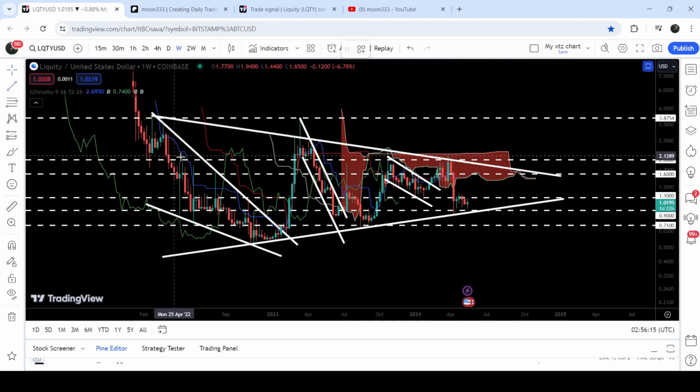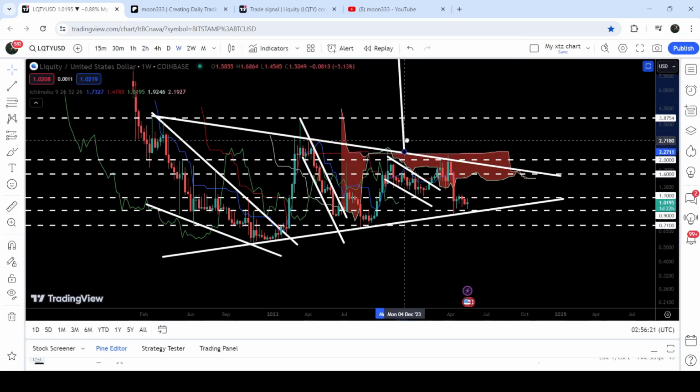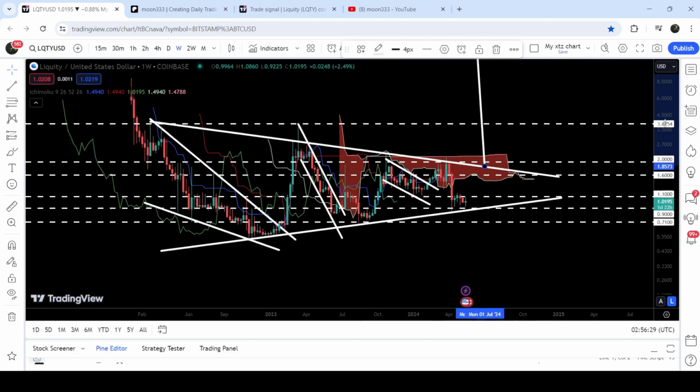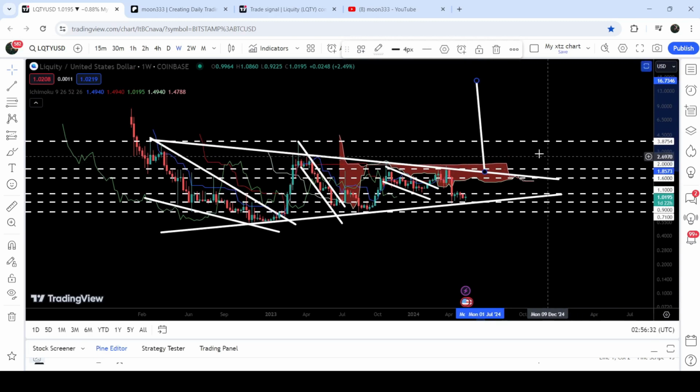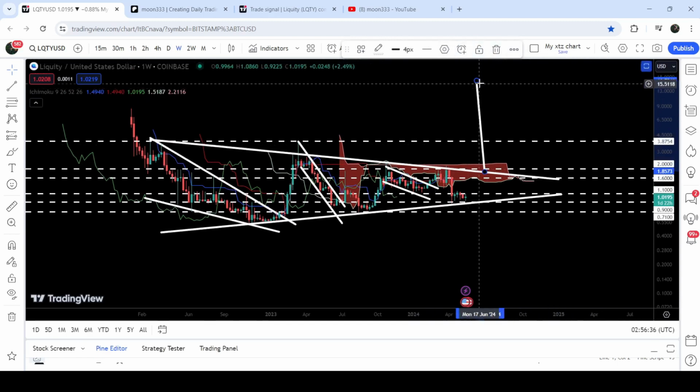And now if we take a look at the target for this very massive expected breakout from this very big symmetrical triangle, it depends, by the way, on where it will break out. For example, if we have a breakout from here, then the target to the upside will be here. That will be somewhere between $16 to $17. So this was the update so far.